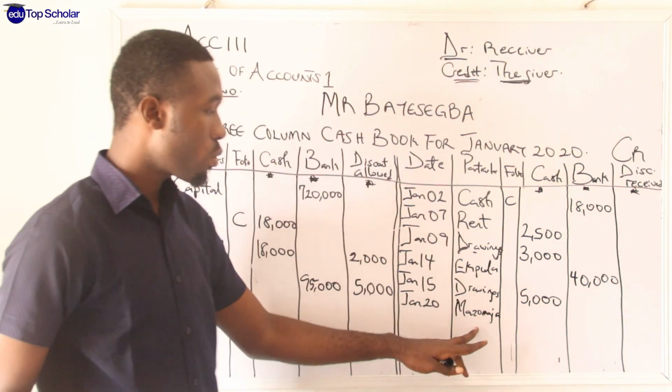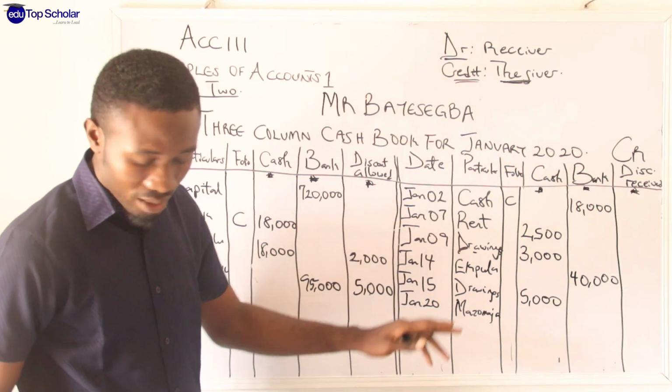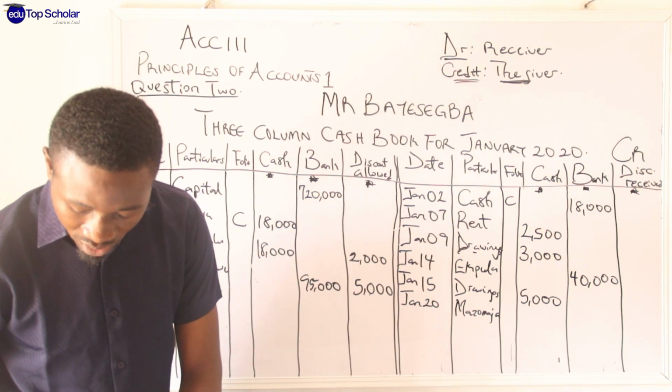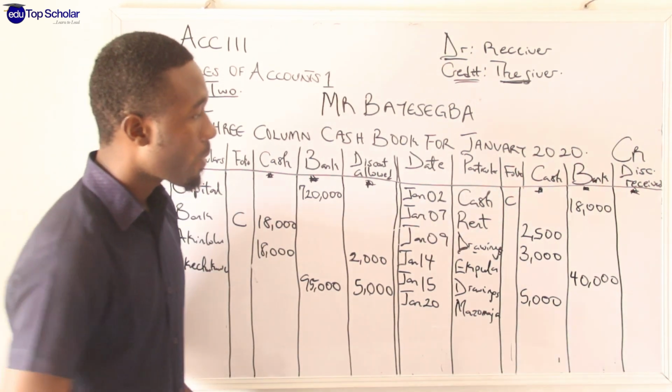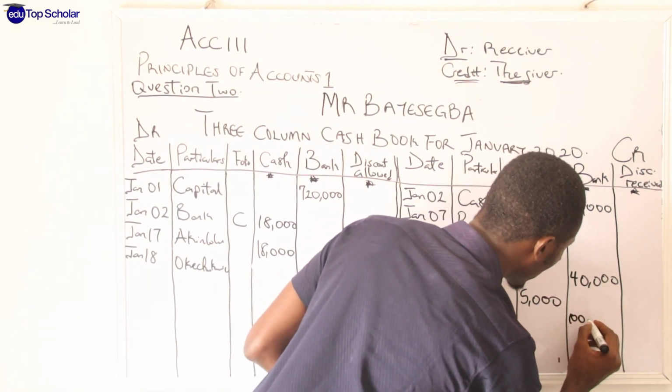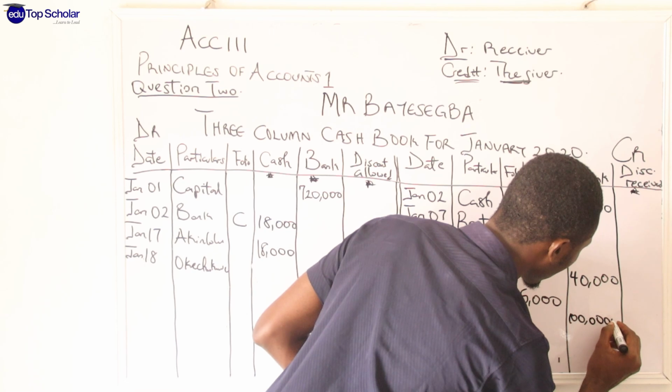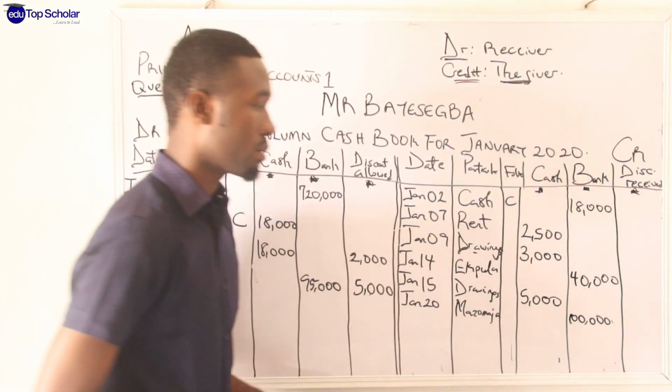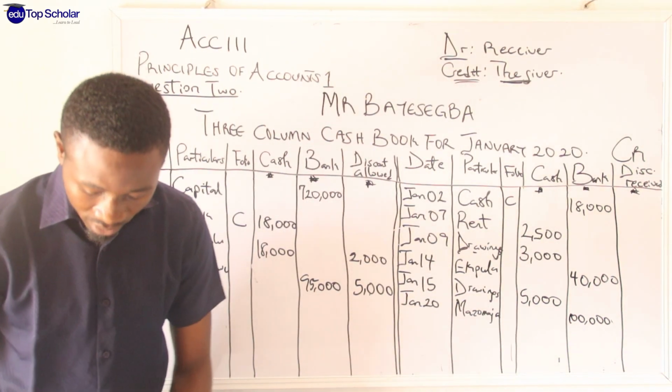Mazoma Motor for 100,000 naira. So we have the name of the person we bought the car from, who is Mazoma. So just write Mazoma on the particulars. And how much did he buy it? 100,000 naira under bank, because it was purchased by check. 100,000 naira. That is that for that.